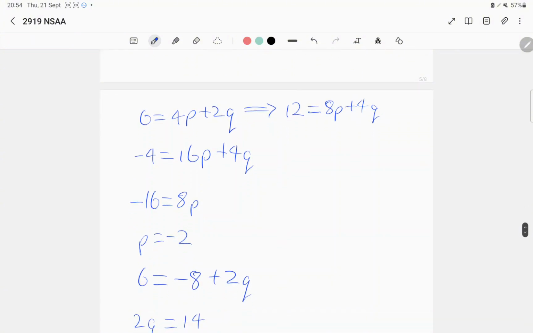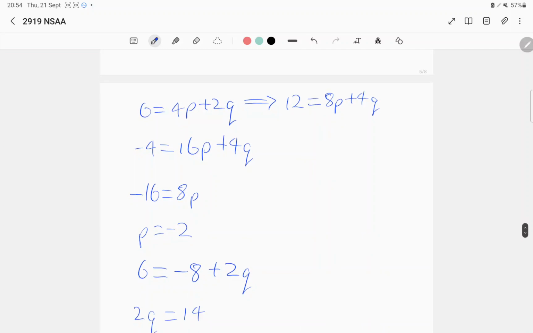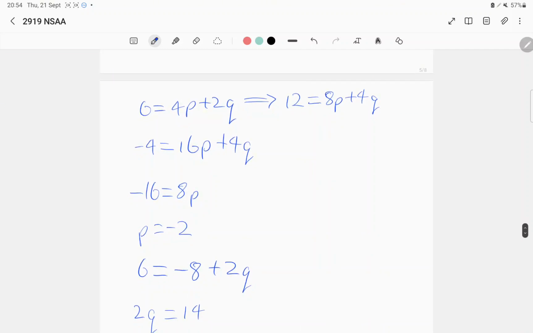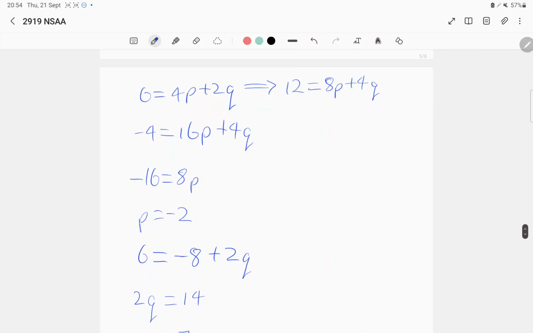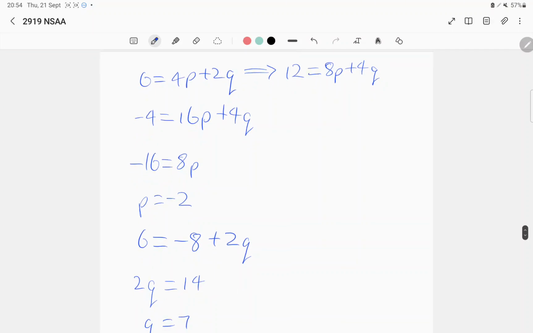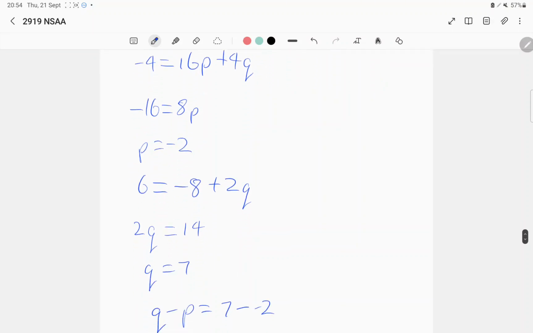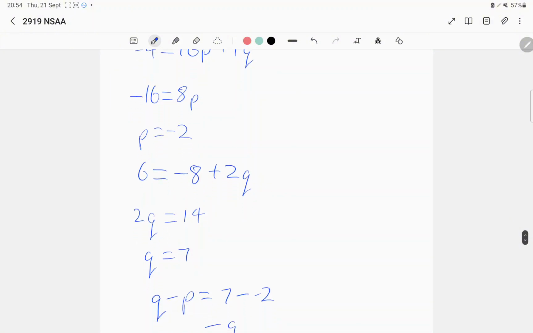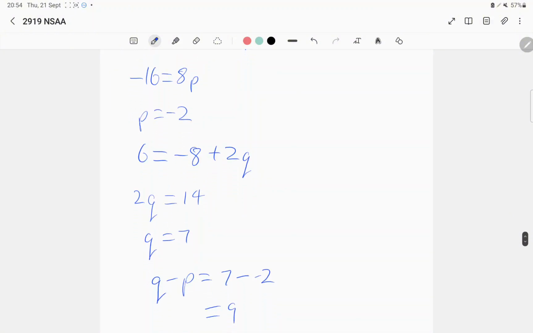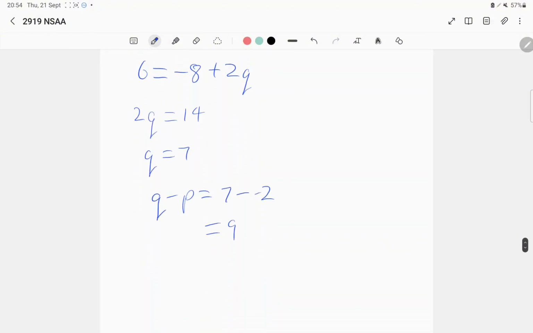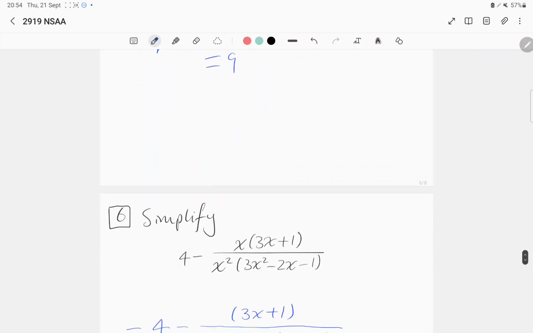Substituting this back gives us 6 equals 8 plus 2q, and therefore 2q equals 14. Dividing by 2 gives us q equals 7. Therefore, q minus p equals 7 minus negative 2, which equals 9. Now let's do question 6.